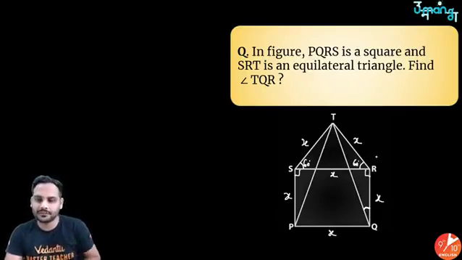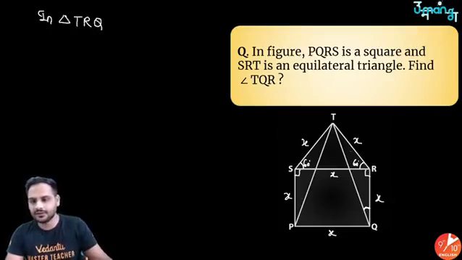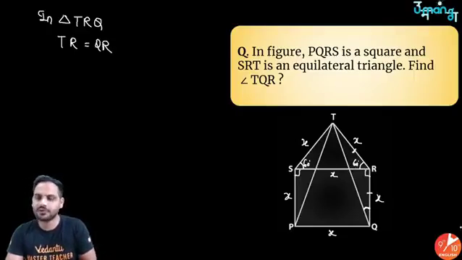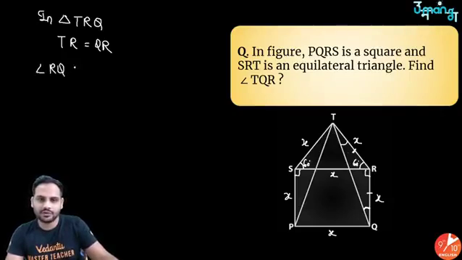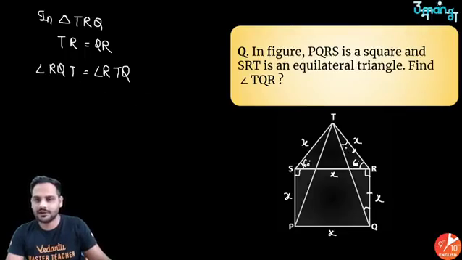Right? So you got to see that if you look at the triangle TRQ, in triangle TRQ we have TR is equal to QR, because both are equal sides. And we know that if in a triangle two sides are equal, then the angles opposite to them will also be equal to each other. So I can say angle RQT is equal to angle RTQ, right? So if these two angles are equal, let us say they are some angle A and this is also some angle A.